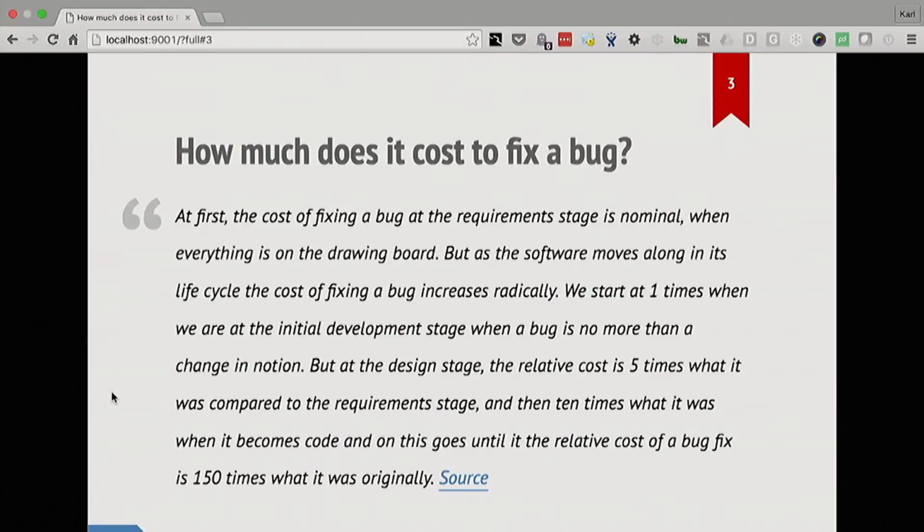So here's a discussion of that from superwebdeveloper.com. This was interesting though because they say at first the cost of fixing a bug at the requirement stage is nominal when everything is on the drawing board. But as the software moves along in its life cycle, the cost of fixing a bug increases radically. We start at one times when we're at the initial development stage, when a bug is no more than a change in notion, but at the design stage, the relative cost is 5 times, so on and so forth. And then they talk about it going up to 150 times what it is originally.